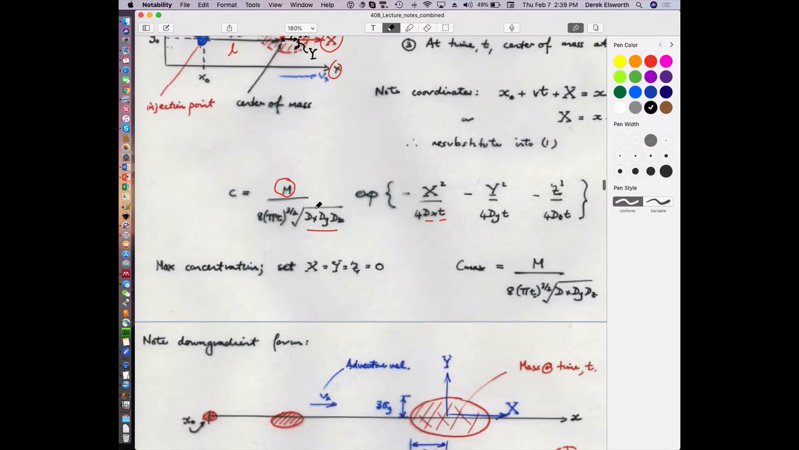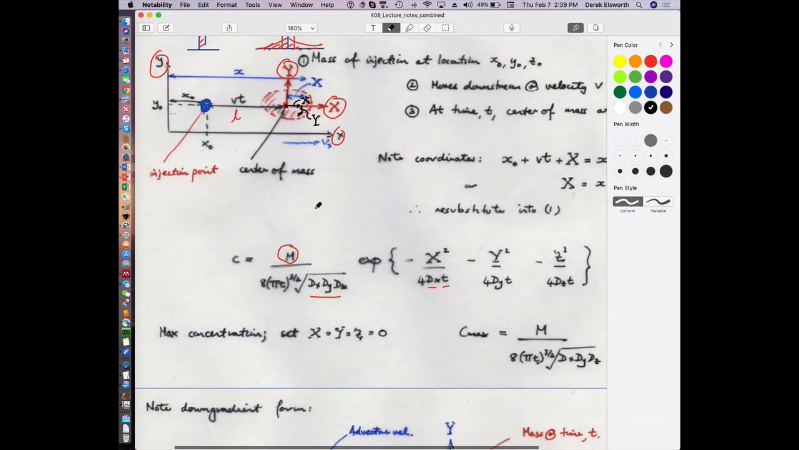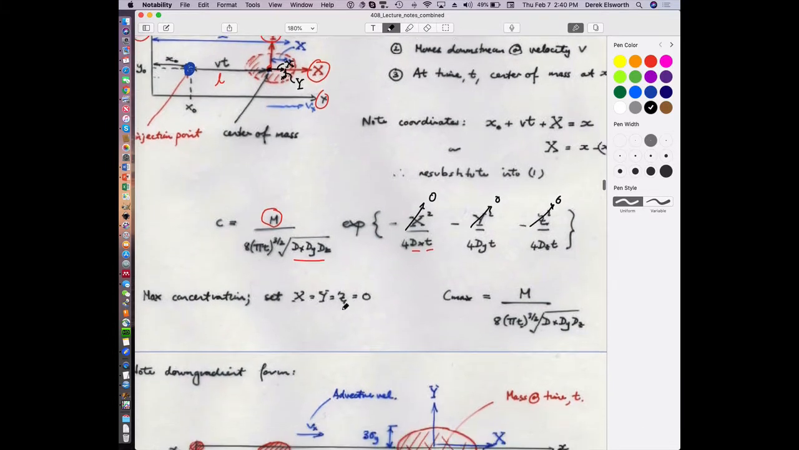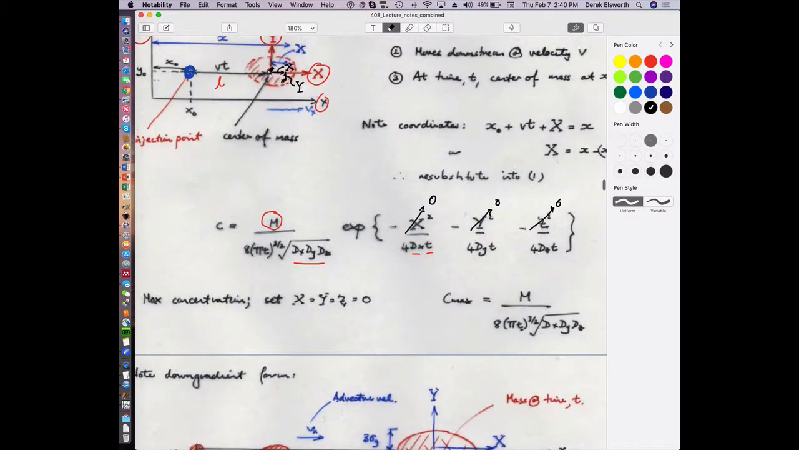And so what you can do with that is that you can look at what the concentration would be at the center of the plume, which is where this is equal to 0, this is equal to 0, and this is equal to 0. Exponential 0 is 1, and so the maximum concentration will be right in the center of this, and it'll be given by this amount, which is just this.